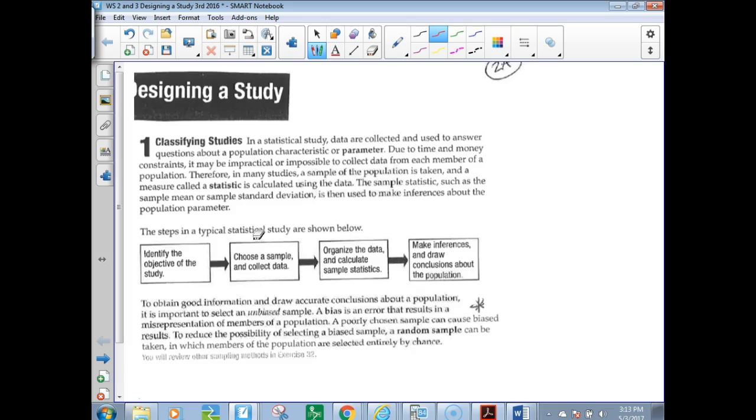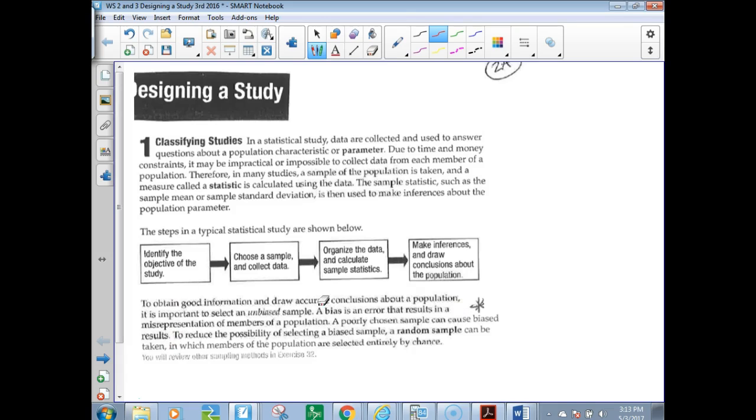But the steps in a typical statistical study are: identify the objective. You want to know what you want to do. Choose a sample or collect some data, organize the data, and calculate some sample statistics. Make the inferences, which are conclusions about the population.